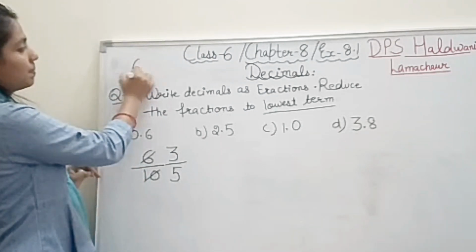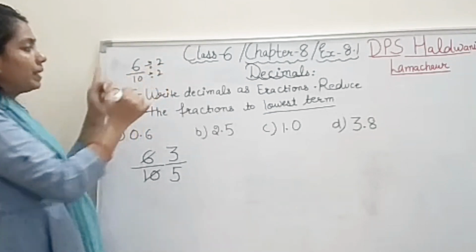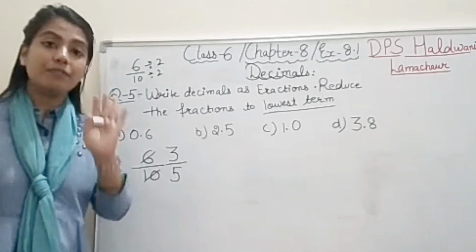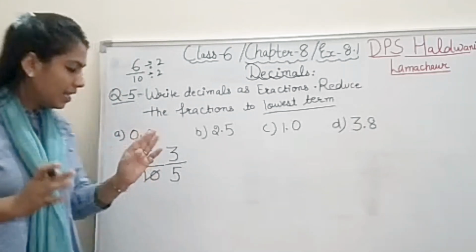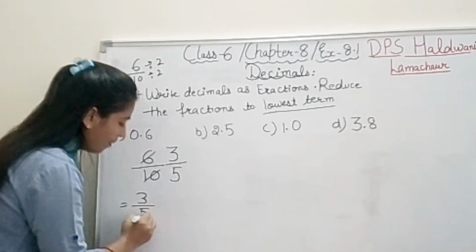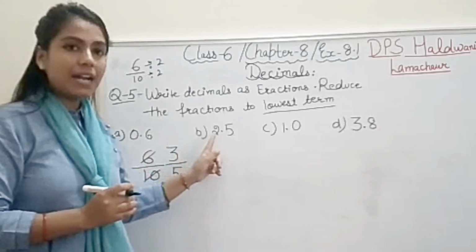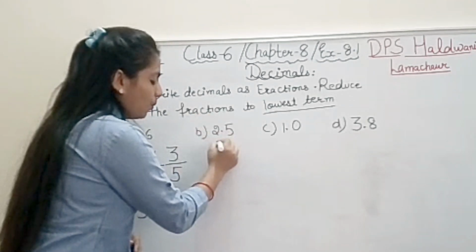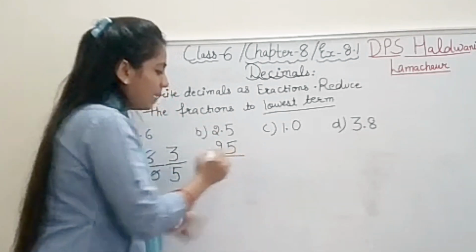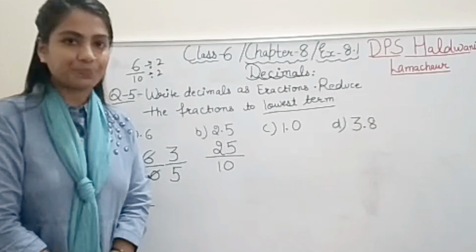It means 6 by 10 divide by 2 and divide by 2. You have to cancel the term. Always cancel means divide the term with the same table. So 3 by 5 is the lowest term of 0.6. Right, student? Now coming to B part, 2.5. So whole number is 25. Full number divide by, after decimal 1 digit, so 10.